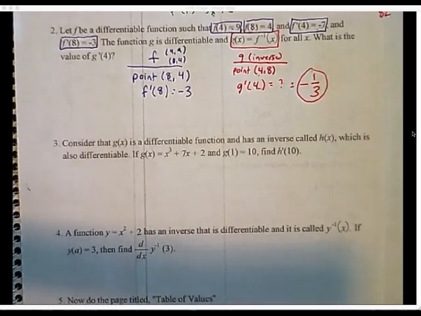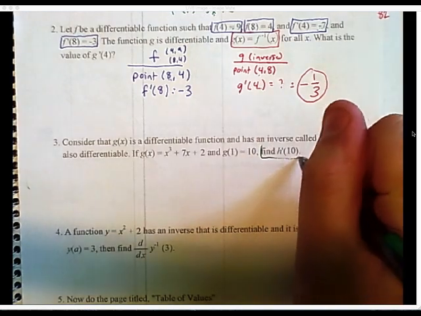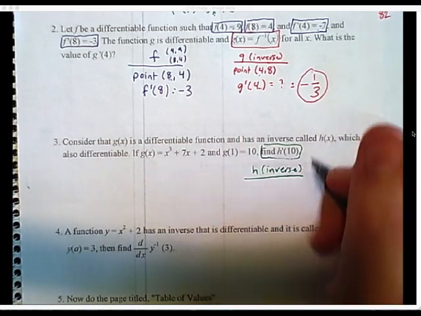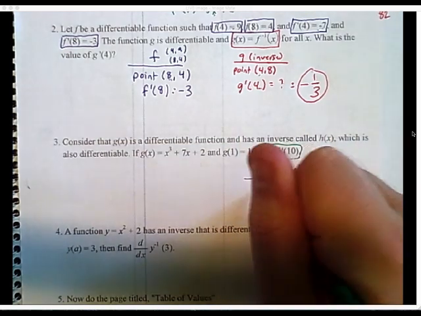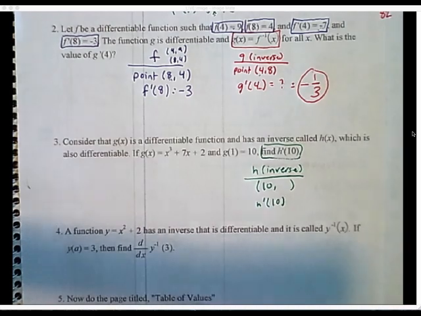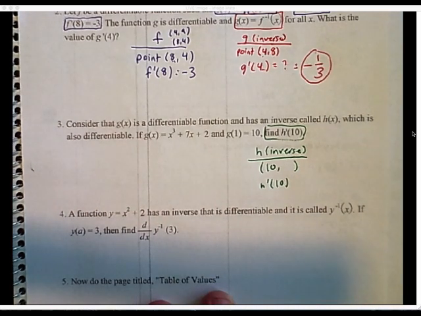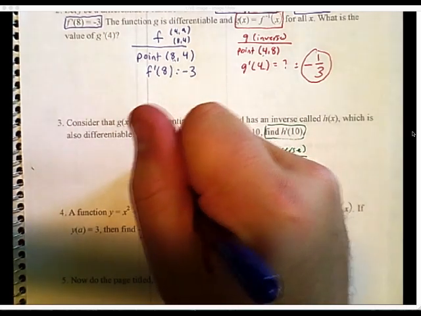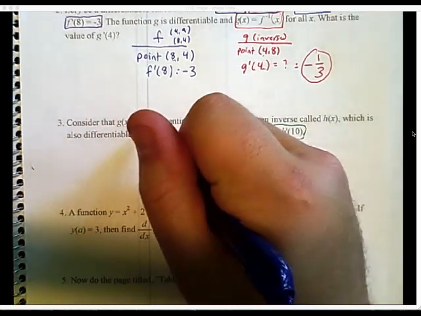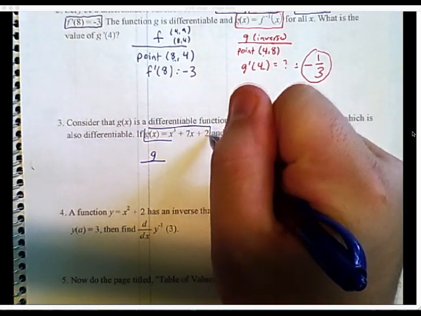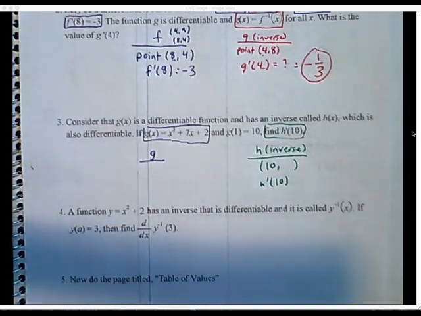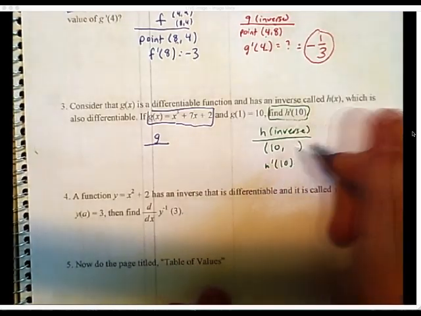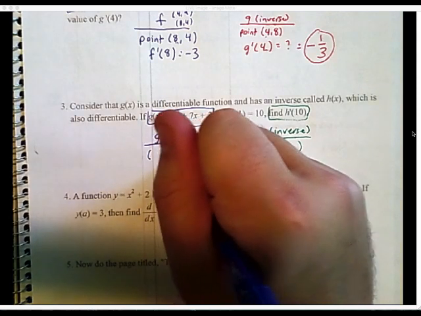Number 3, I'll help you set it up. So here they're asking you to find h prime of 10. They tell you h is the inverse. Trying to figure out what h prime of 10 is. That means that the point comes from 10 something. G is the original, and they give me the equation of it. So if 10 something is the point there, something 10 is the point here.